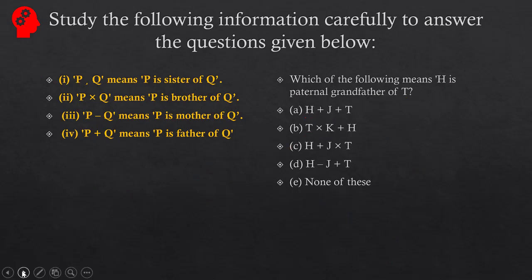Another question with the same set of instructions. Which of the following means H is paternal grandfather of T? Now here H is paternal grandfather of T. That means I want H to be a male member. Let's see, can we eliminate a few of the options even without solving?